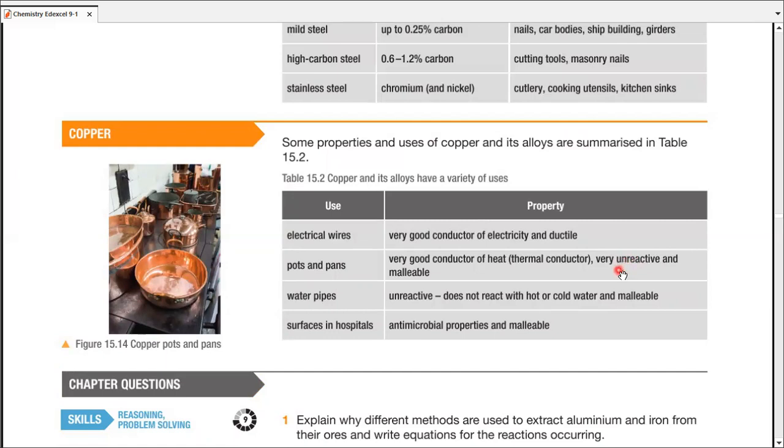how acidic or alkaline our food is, what kind of food that is, whether it's going to be strong, reactive, or non-reactive, it won't react. And it's very malleable, which means we can easily convert it into pans. Copper was also used for water pipes. Why? It was unreactive. Whether we are using cold water or hot water, it never reacted. So it is also malleable, so it's easy for us to convert it into pipes.